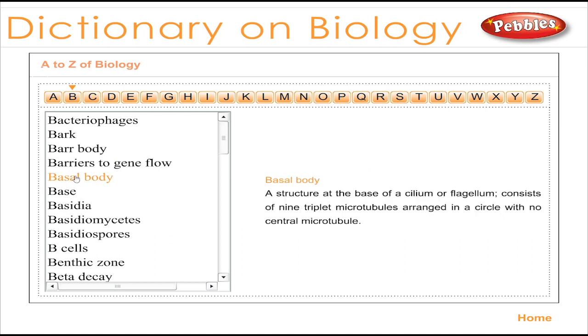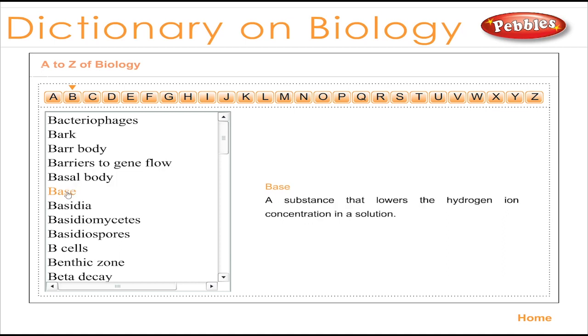Basal body, a structure at the base of a cilium or flagellum, consists of 9 triplet microtubules arranged in a circle with no central microtubule. Base, a substance that lowers the hydrogen ion concentration in a solution.